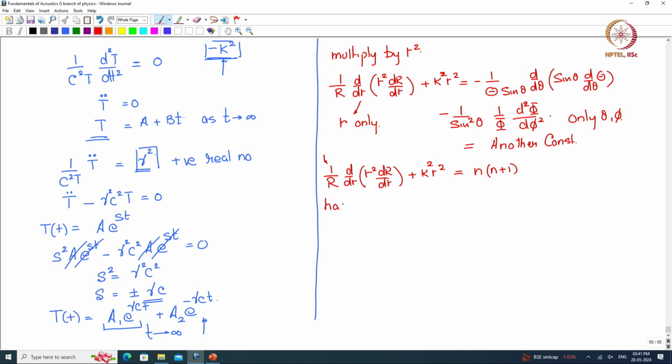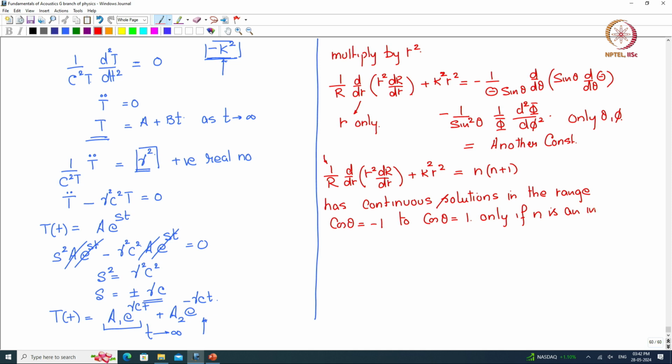has continuous solutions in the range cos theta equal to minus 1 to cos theta equal to 1, only if n is an integer.